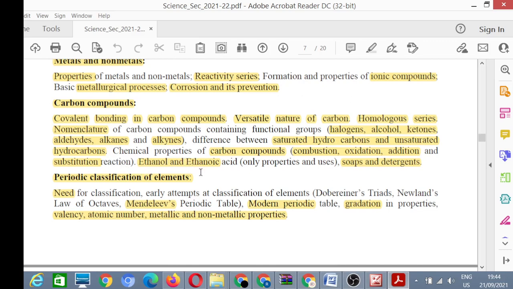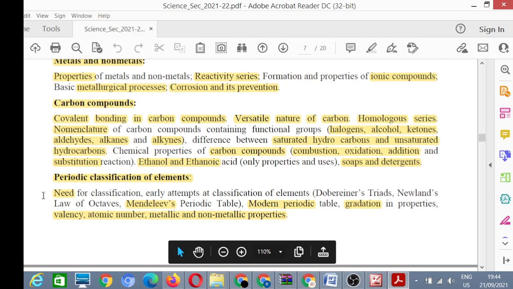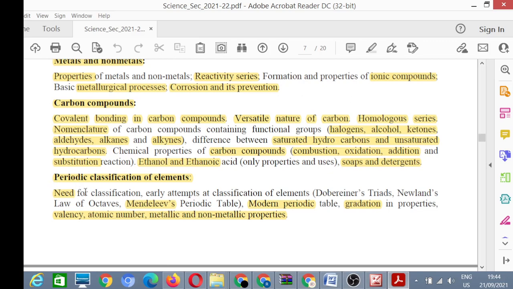Then ethanol and ethanoic acid. This is in your syllabus. Ethanol and ethanoic acid. So this is the chapter belonging to carbon compounds. Now the next chapter is periodic classification of elements.